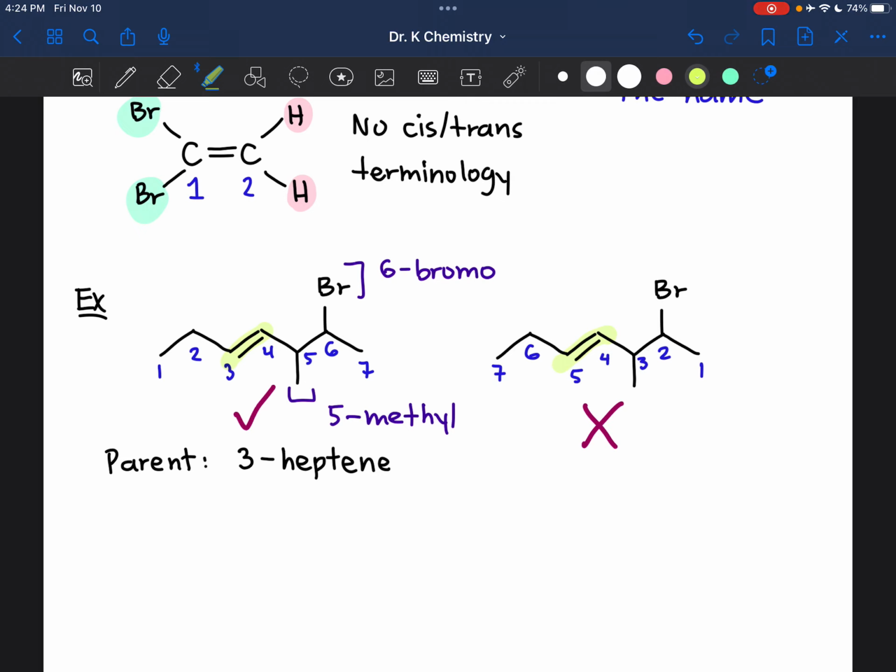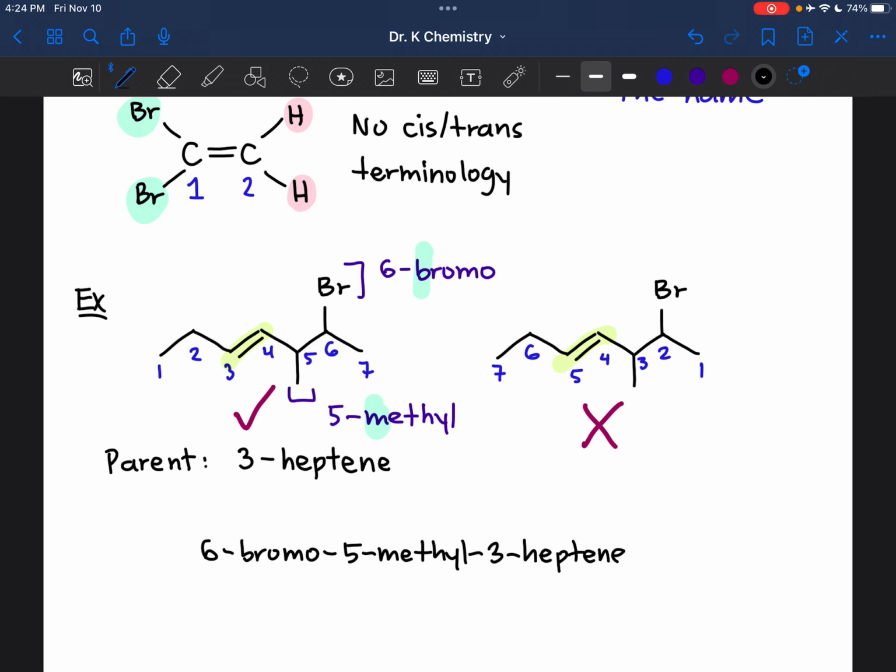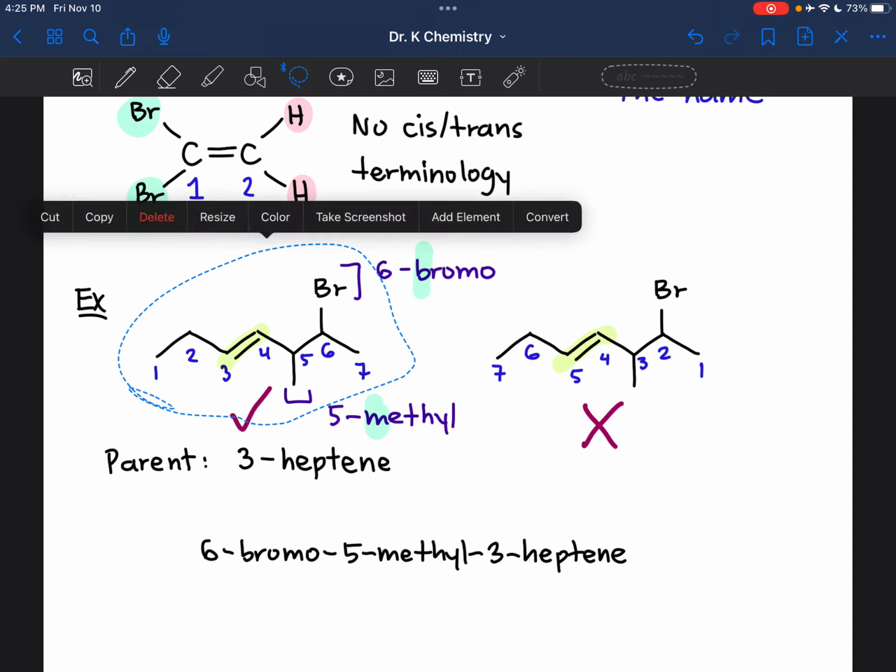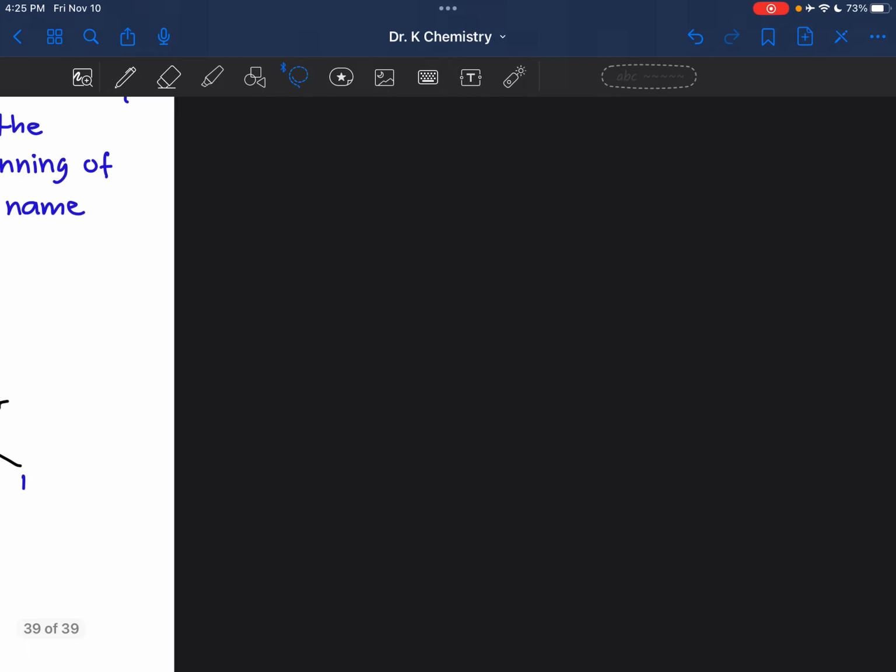And then I'll list the substituents in alphabetical order. And B is before M in the alphabet, so I'm going to list the bromo first. So this will become 6-bromo, 5-methyl, 3-heptene. But we have to be careful because notice, and I'm actually going to copy this to the next page so I can show you this in a bit more detail.